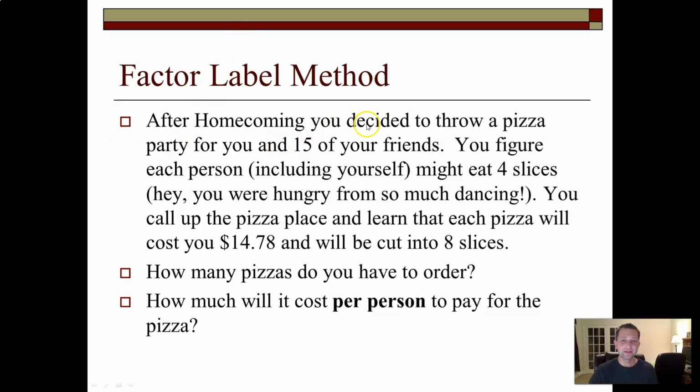After homecoming, you decide to throw a pizza party for you and 15 of your friends. You figure each person, including yourself, will eat 4 slices of pizza. You call up the pizza place and learn that each pizza is $14.78 and will be cut into 8 slices. So how many pizzas do you have to order, and how much will it cost per person to pay for them?